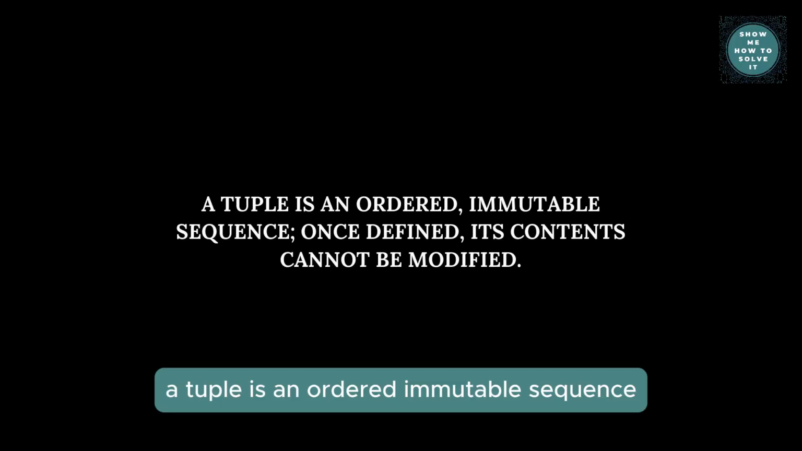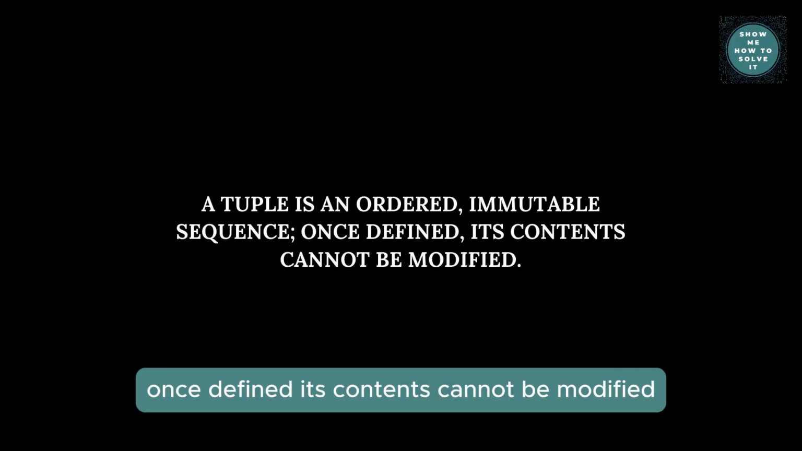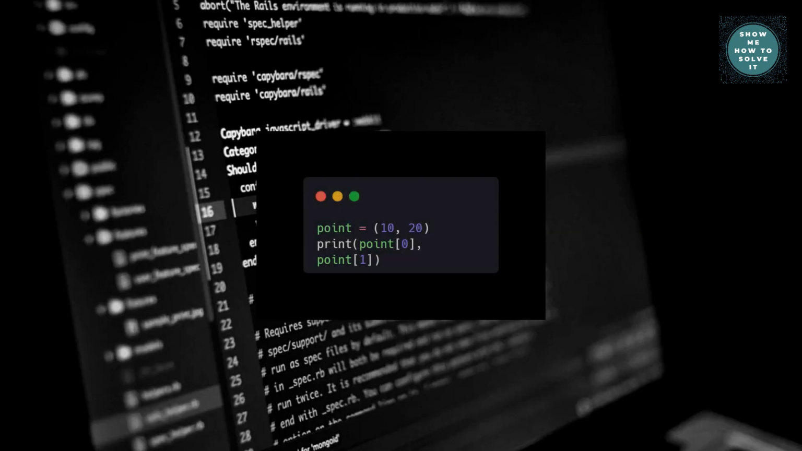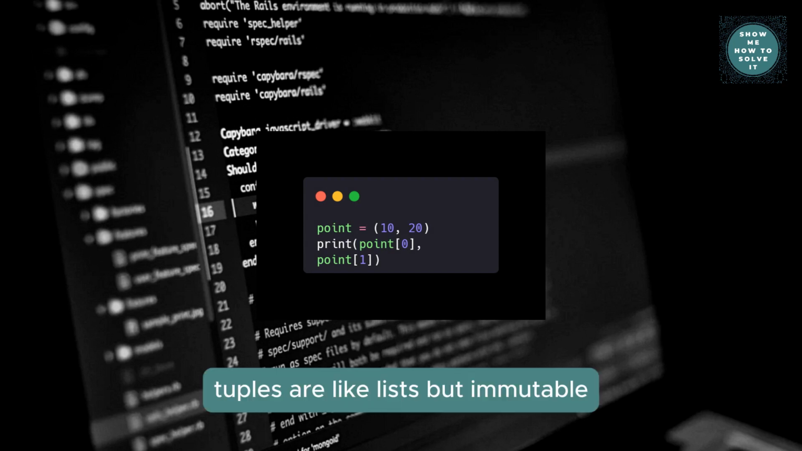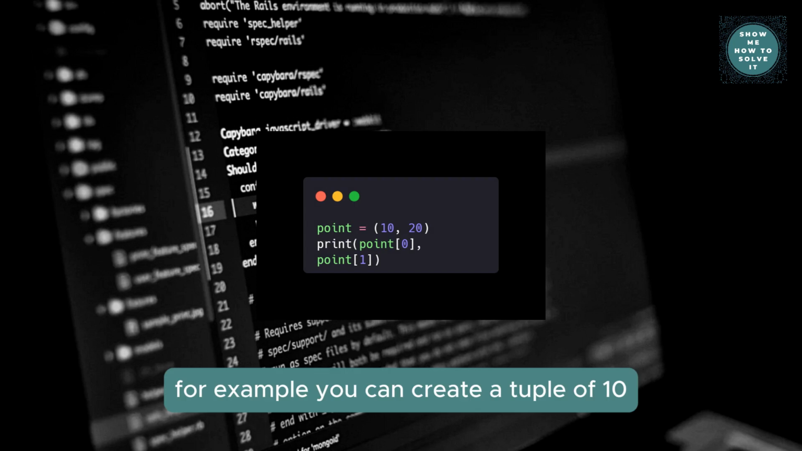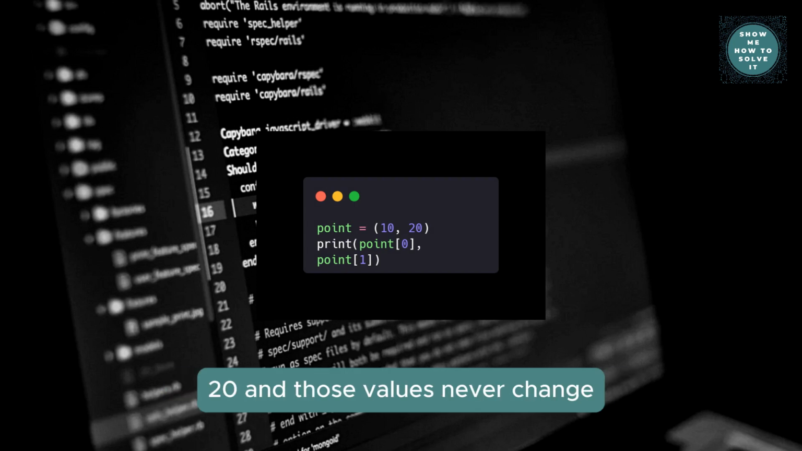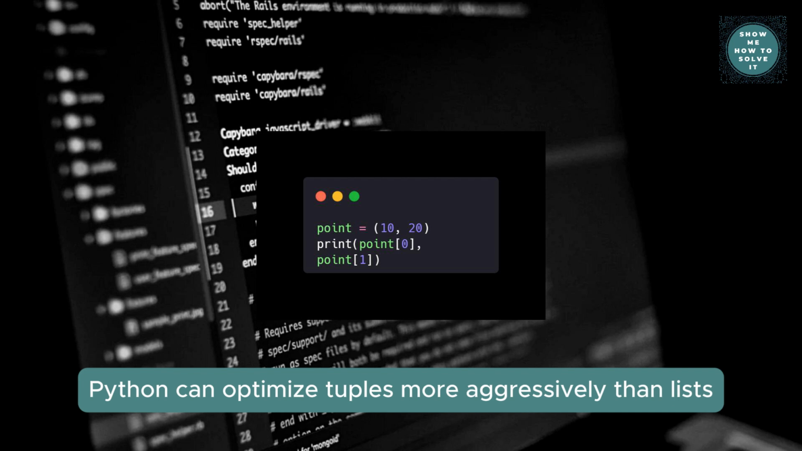A tuple is an ordered, immutable sequence. Once defined, its contents cannot be modified. Tuples are like lists but immutable. For example, you can create a tuple of 10, 20, and those values never change. Python can optimize tuples more aggressively than lists.